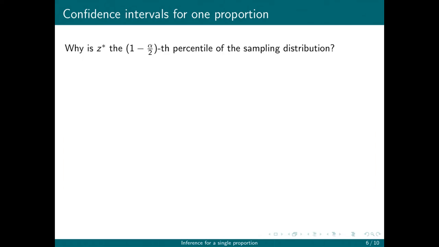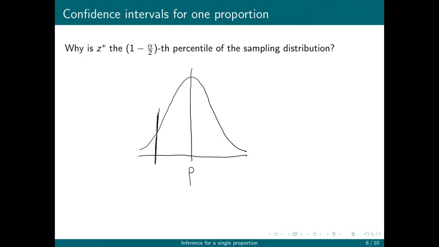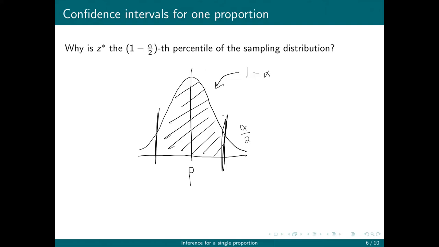All right, so let's look at why Z star is this particular percentile of the sampling distribution. So remember that my sampling distribution for large enough n is going to be normal with a mean of my desired parameter. And basically, I want to get the right parameter 1 minus alpha percent of the time. So I'm looking for a Z score such that I am right 1 minus alpha percent of the time. All right, so this area in the middle here is 1 minus alpha. Well, the sampling distribution is symmetric, so that means that half of my error alpha is on this side, and the other half of my error alpha is on this side.